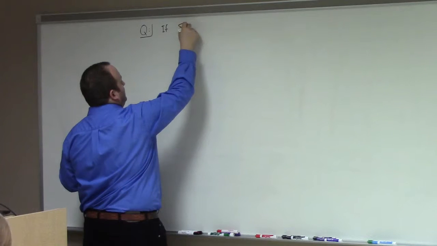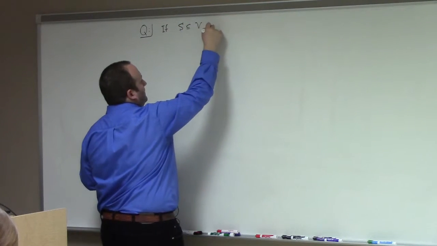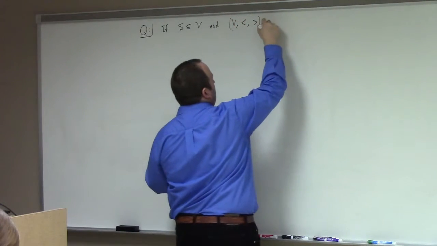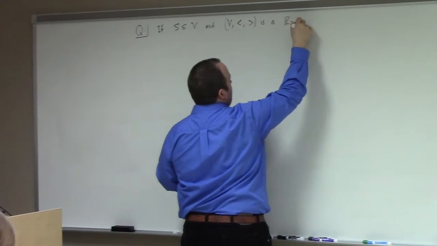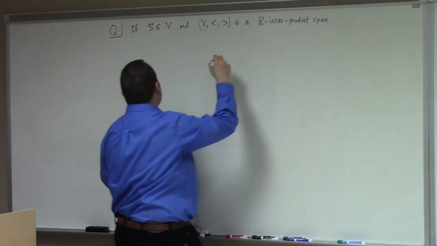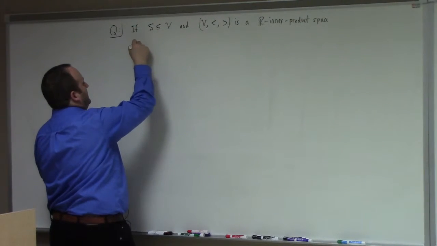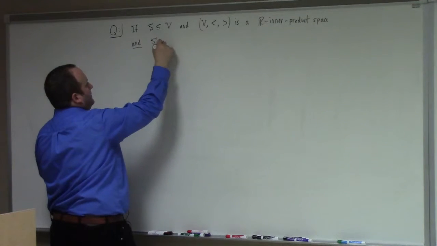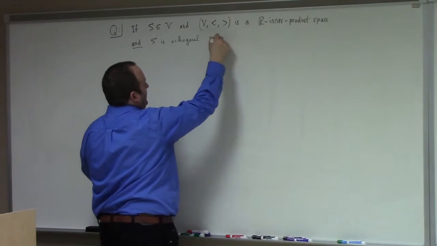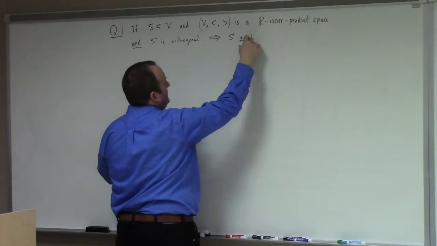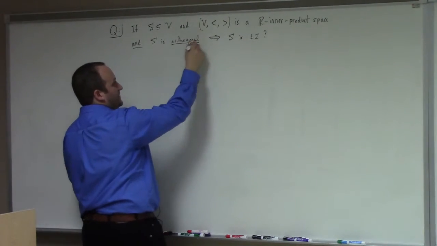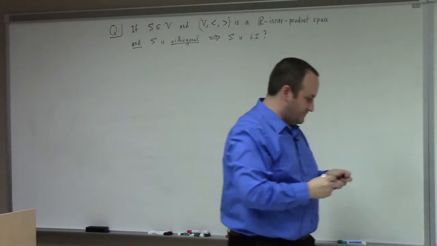S is a subset of V, and let's suppose that V paired with inner product bracket is a real inner product space. And here's the really, S is orthogonal. My question to you is, does that imply that S is linearly independent? Does orthogonality of S imply linear independence of S? What do you guys think?